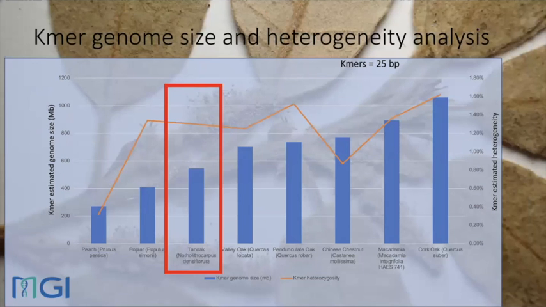And looking at the k-mer genome size and heterozygosity, you can see that there's not an obvious lack of heterozygosity in the tanoak genome there in the red box. So, you know, this will require some further analysis and thinking about what's going on there.